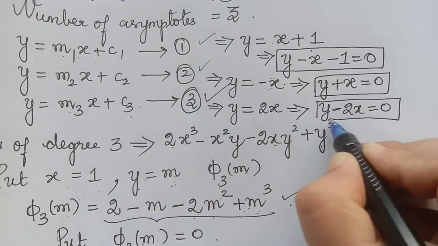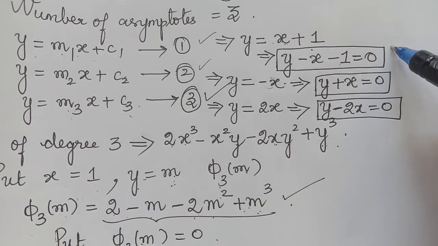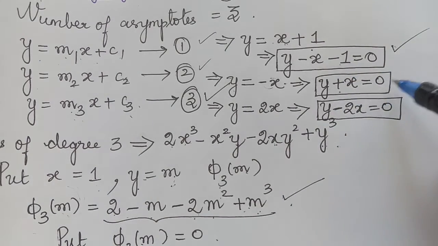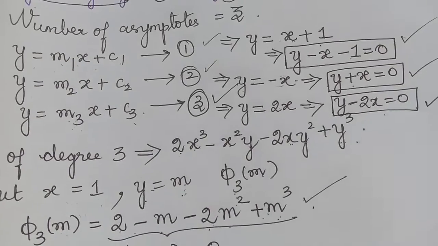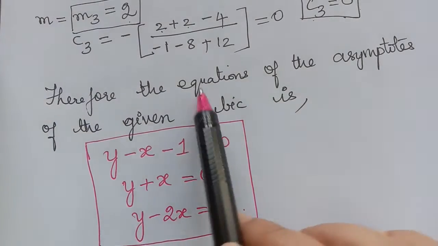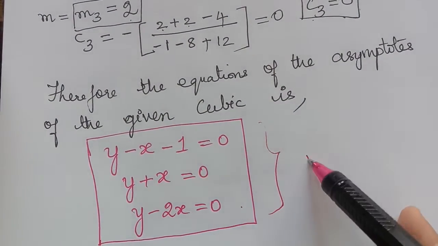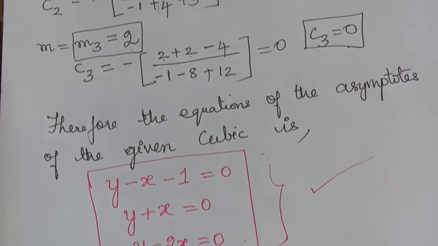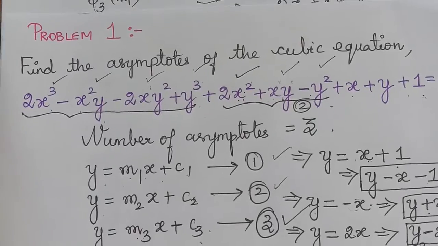So therefore the three equations of the asymptotes are y minus x minus 1 equals 0, y plus x equals 0, and y minus 2x is equal to 0. So finally I have written the answer here. Therefore the equations of the asymptotes of the given cubic is this. So hope you have understood this problem of solving and finding the asymptotes of a cubic equation.